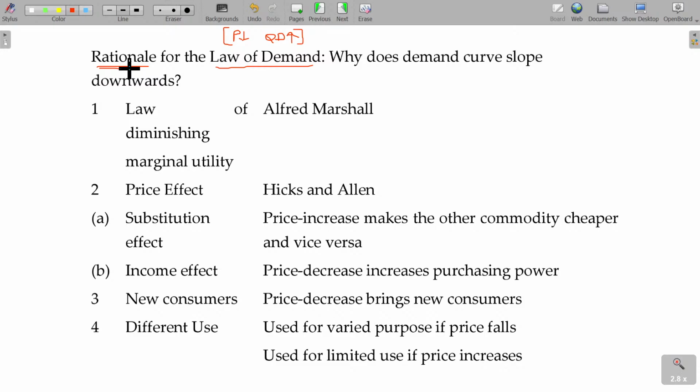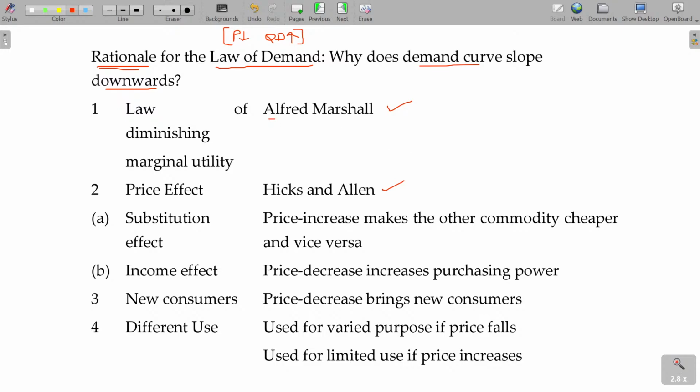The law of demand means, why does the demand curve slope downwards? If I put that question, of course you can think your own logic. Anyhow, there are already available logics. Alfred Marshall gives his own explanation, and Hicks and Allen also give their own.